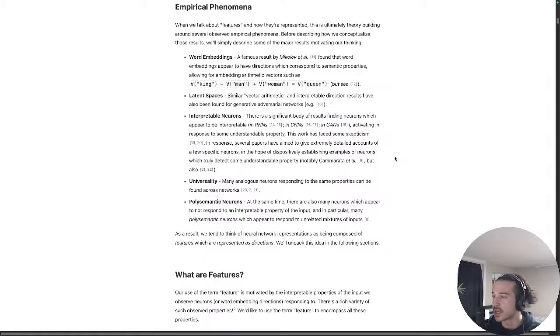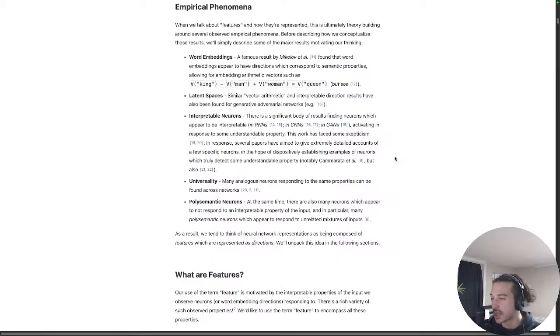In response, several papers have aimed to give extremely detailed accounts of a few specific neurons, in the hope of dispositively establishing examples of neurons which truly detect some understandable property, notably Cammarata et al., but also two other papers. Universality. Many analogous neurons responding to the same properties can be found across networks.